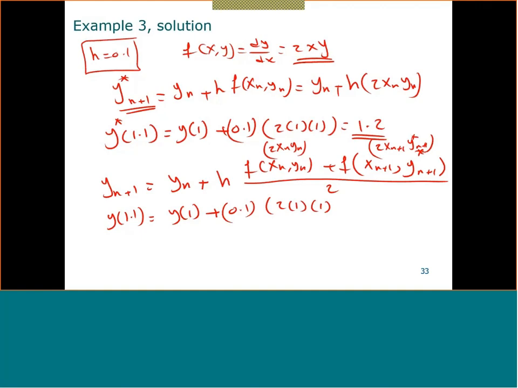So this becomes 2 times my xn, which is 1. xn is 1, my initial value, and the value defined at 1, so it's 2 times 1 times 1, plus 2 times xn plus 1, which is 1.1, times the star function defined at 1.1, which is 1.2. I just found this, divided by 2. So this is equal to 1.232.